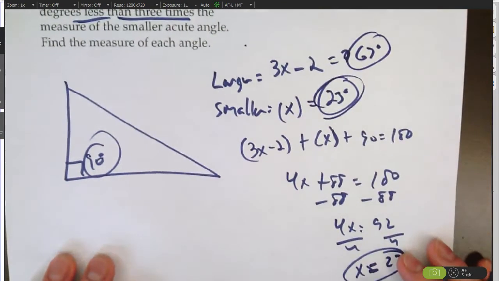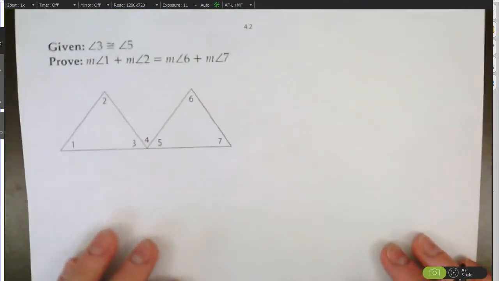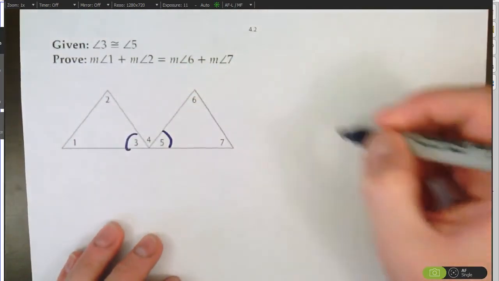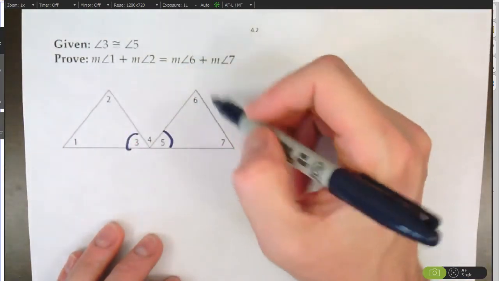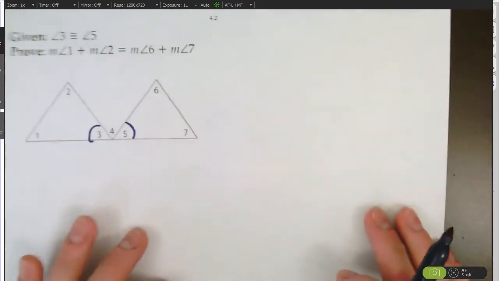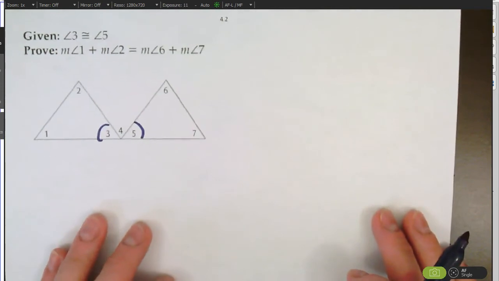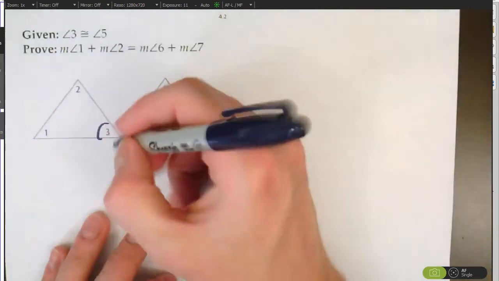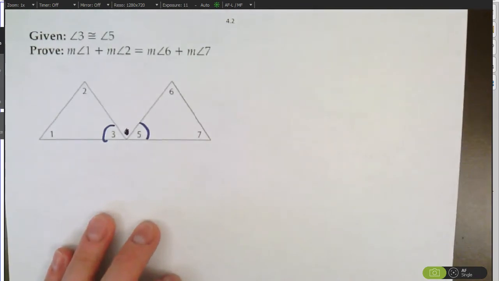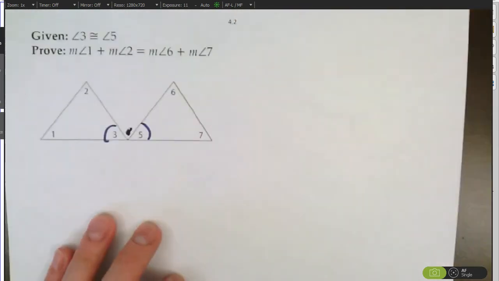And then the last one for this section: we want to prove that, given angle 3 is congruent to angle 5, the measure of angle 1 plus the measure of angle 2 equals the measure of angle 6 plus the measure of angle 7. This might seem complicated, but it's actually not that bad. We really don't need angle 4. That's the one making things more complicated than necessary.